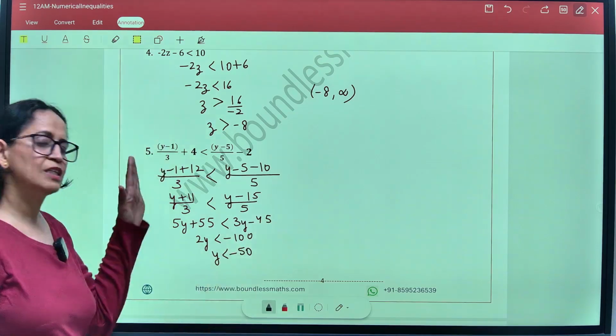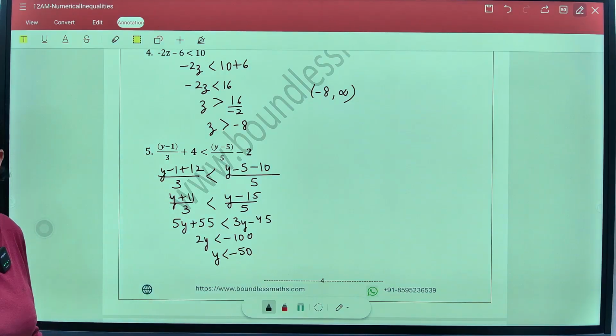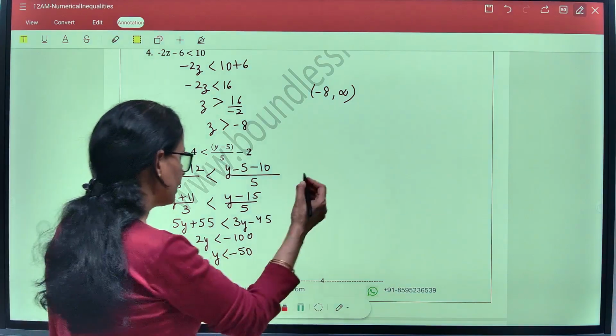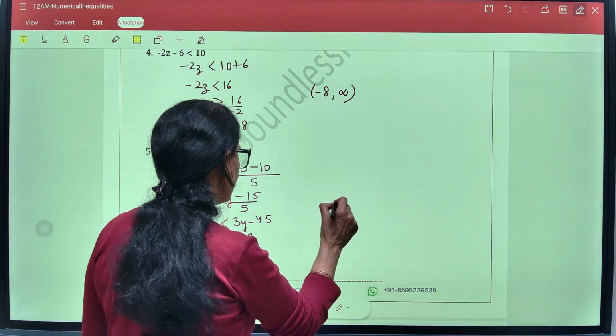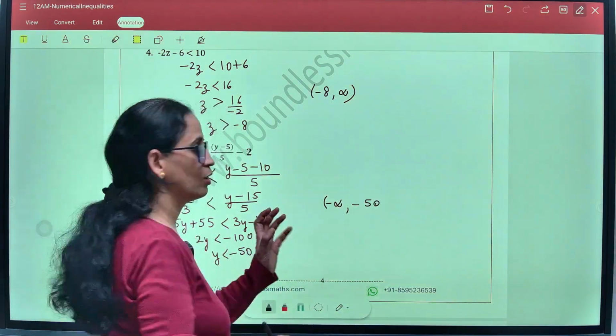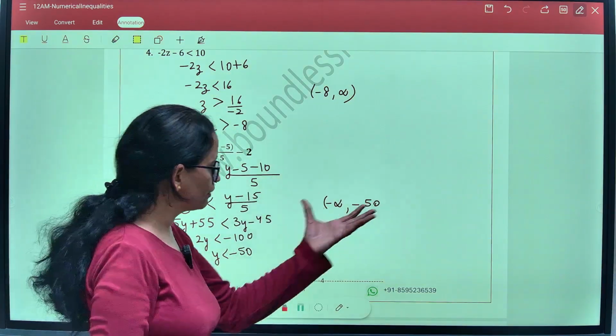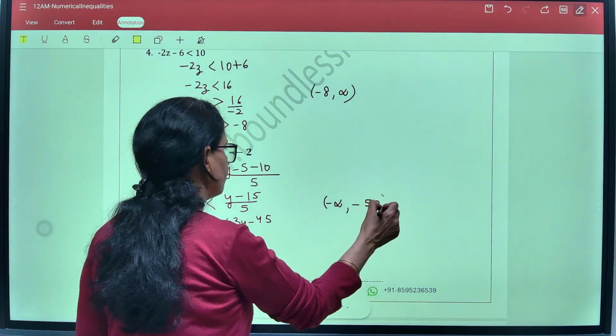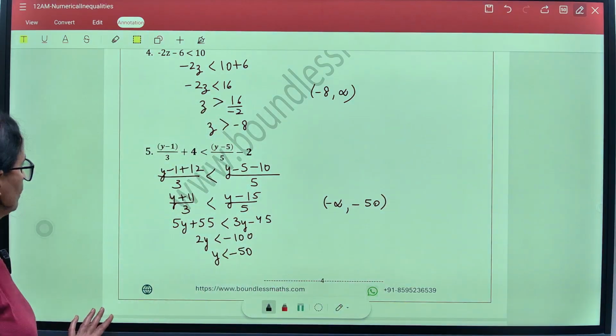So we solved it as we solve any algebraic equation, nothing different. But how to write the answer? You should write the answer appropriately, minus infinity till minus 50, because it is not just one value that is the answer, it is a range of values. So minus 50 is not included, circular bracket there.